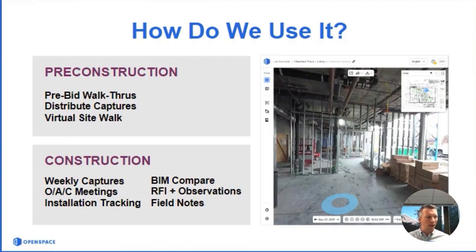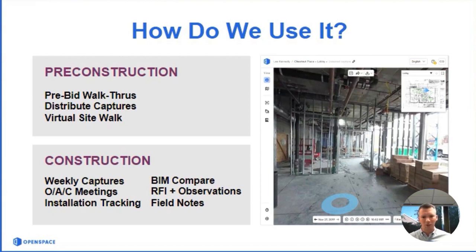In the pre-construction area, it's mostly for pre-bid walkthroughs. So what does our team need to do? They need to distribute captures out to our subcontractors. We're using this to align the views from the site to the team that might not have been there for the walkthroughs. And this creates a virtual site walk. That's something that we can always go back to. The old method of doing photographs, where they are, who took them, the quality, it's been a little bit of a challenge, and OpenSpace has helped us simplify that on a pre-construction level.